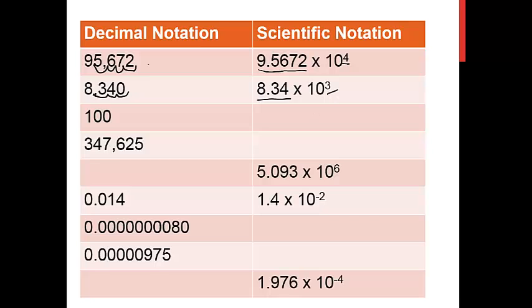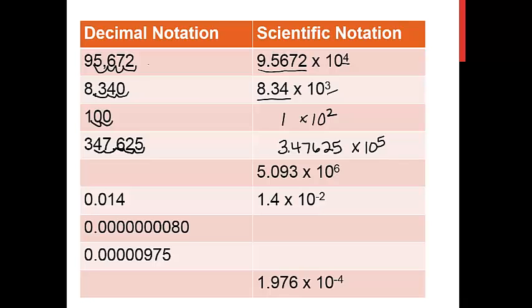Now 100. Again, we have no decimal place, so our trailing zeros do not count. So 1 would be our coefficient, and it takes 2 places for us to move our decimal, so it's times 10 to the second. This 347,000 is 5 places, so we have 3.47625. All of those are significant, and 5 spots, so our exponent is a 5.